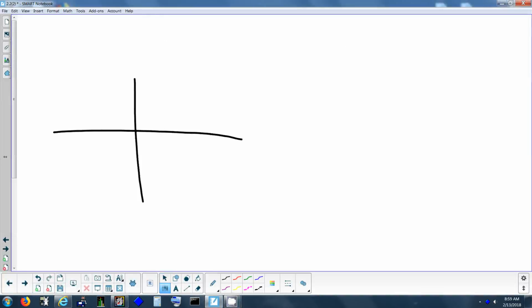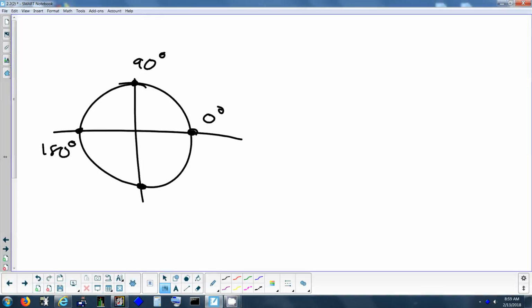So far, just to kind of make a diagram, we've got these angles. And what are those angles called again? Quadrantal angles. And those are the only angles that we know how to find coordinates for.